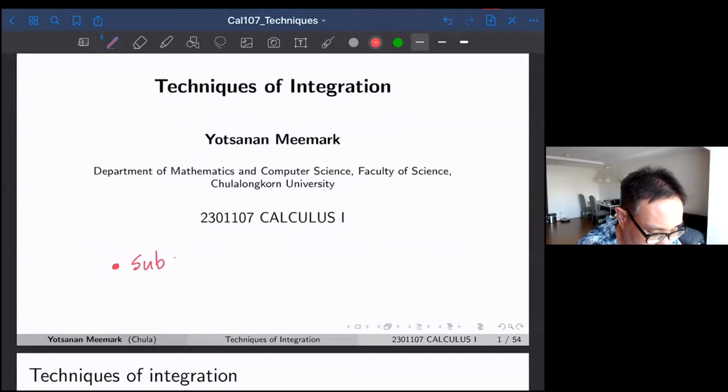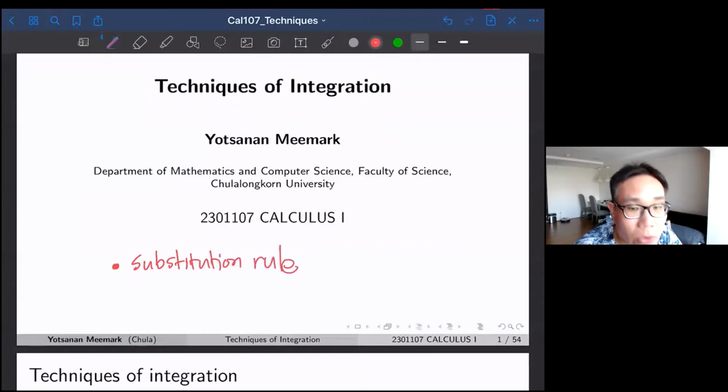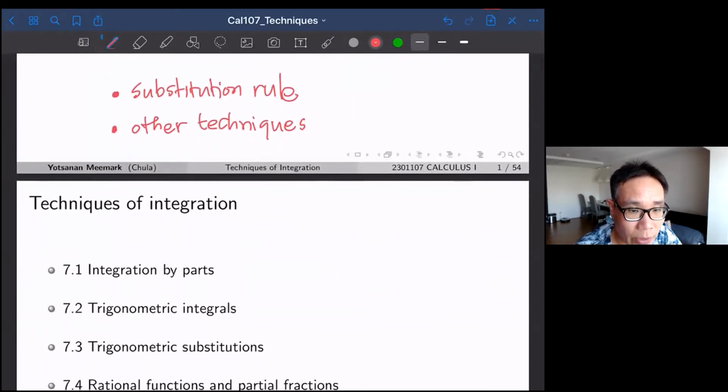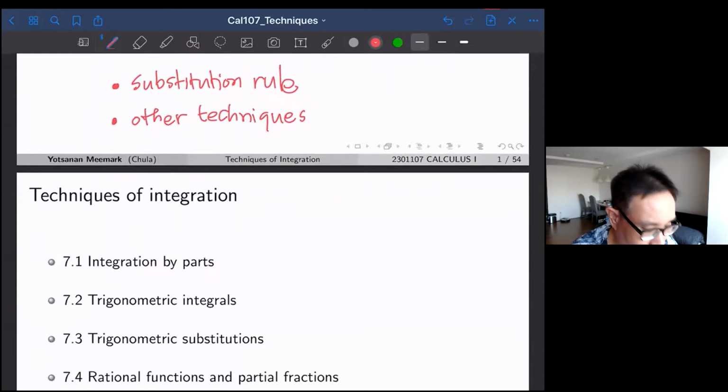It's called the substitution rule. So we learned this one before, okay? And we're gonna study other techniques in this chapter. The other techniques that we're gonna study turn out to be four important ones, which are integration by parts, trigonometric integral, the trigonometric substitution, and the rational function and partial fraction. We're gonna study them. So first one, integration by parts.